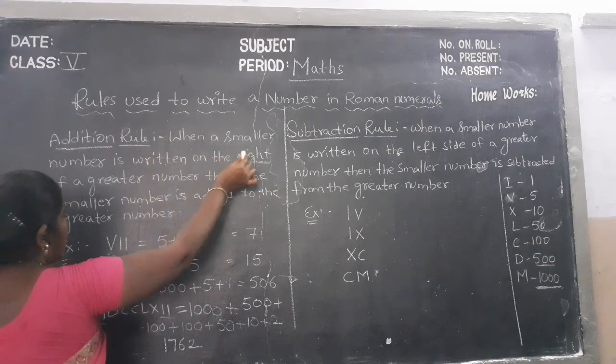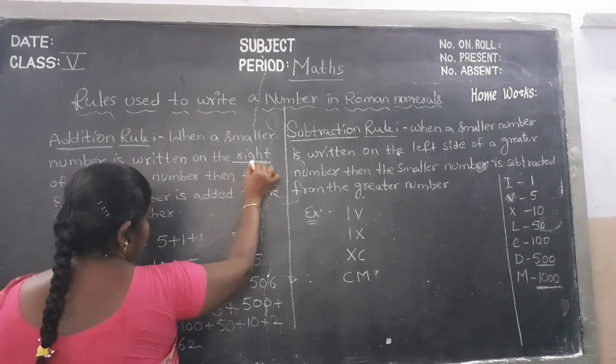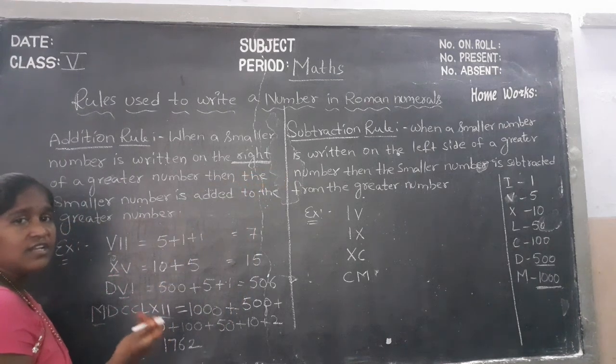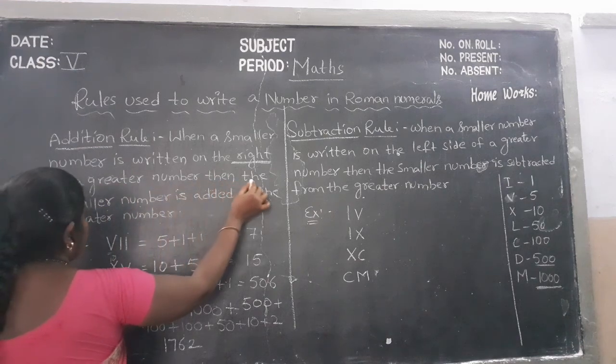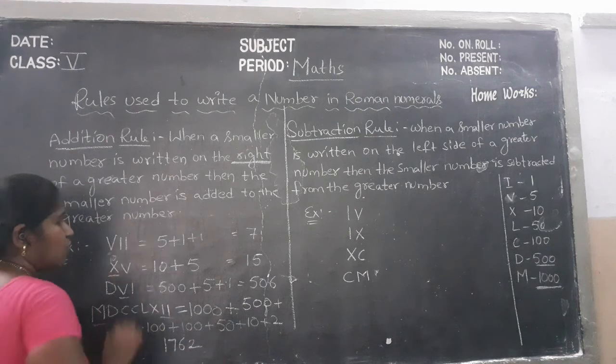So what is the definition, children? Addition rule: when a smaller number is written on the right side, first we observe which number is on the right side, whether it is smaller or greater. We should check once, children. A smaller number to the right of a greater number is added to the greater number. Okay children.